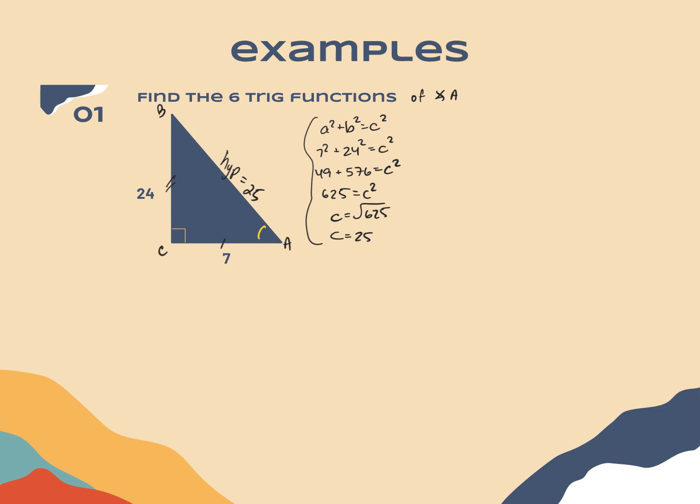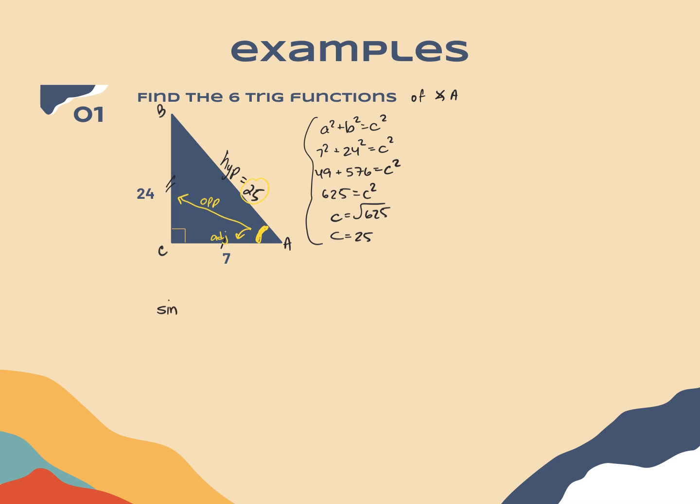So since we're looking at angle A, we're trying to find the 6 trig functions, and we're going to need to know which is the opposite and the adjacent. The hypotenuse, well, it's always the hypotenuse. In this case, 24 is the opposite, and the leg next to it would be the adjacent. So for angle A, I have my values. Now I can do my 6 trig functions.